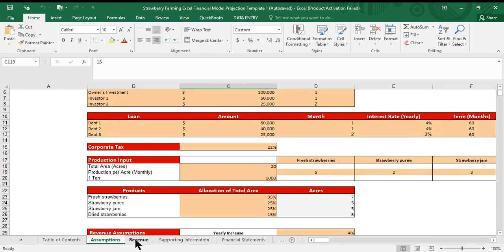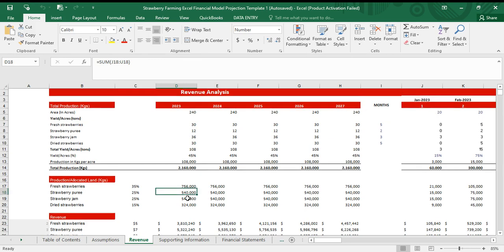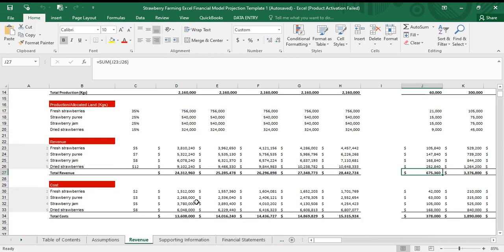Moving on to the next sheet, revenue. This sheet contains not only the production analysis, both yearly and monthly, but it also contains the total revenue for every year and for every month of each of the 5 years. Similarly, we have added cost analysis for each year and cost analysis for each month.